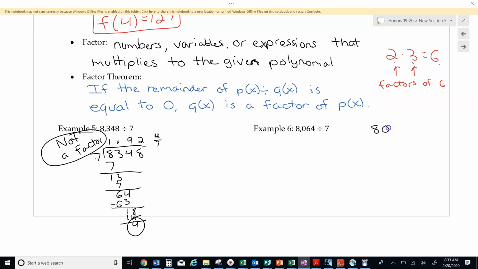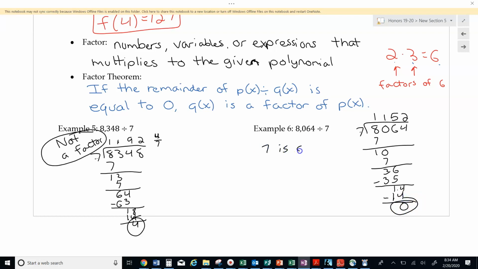Here I have 8,064 divided by 7. Goes in once. 7 goes into 10 once. 7 goes into 36 5 times. 7 goes into 14 2 times. 7 is a factor.